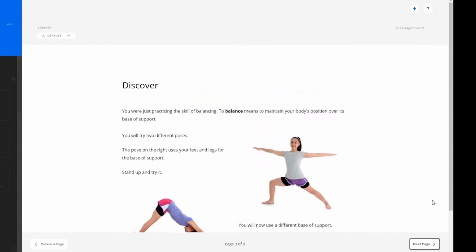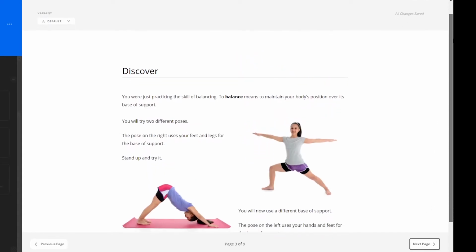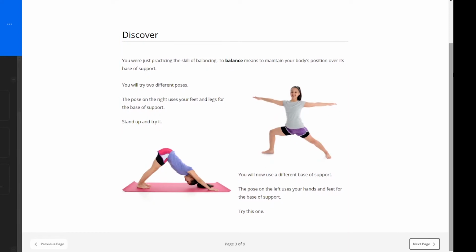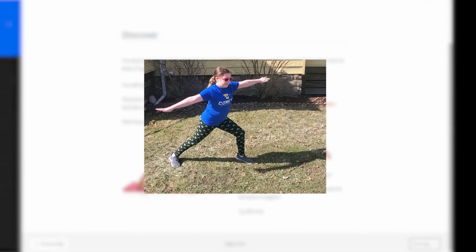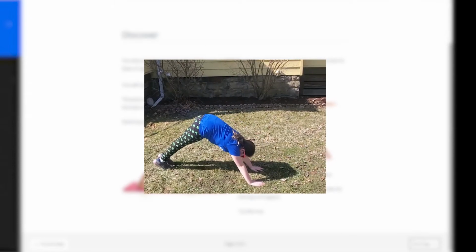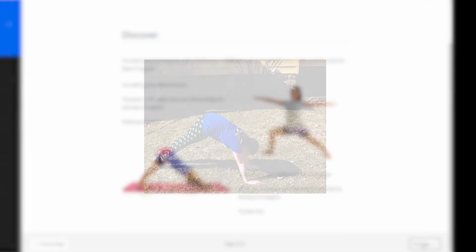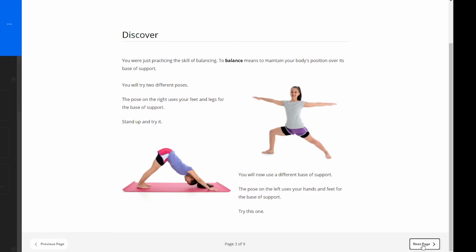They continue to learn exactly what it means to balance. Learners are encouraged to try 2 different poses seen here on this page. One pose uses their feet and legs for the base of support, while the other pose uses their hands and feet for the base of support.